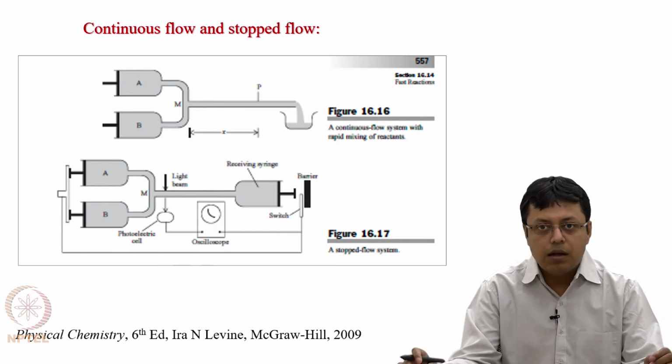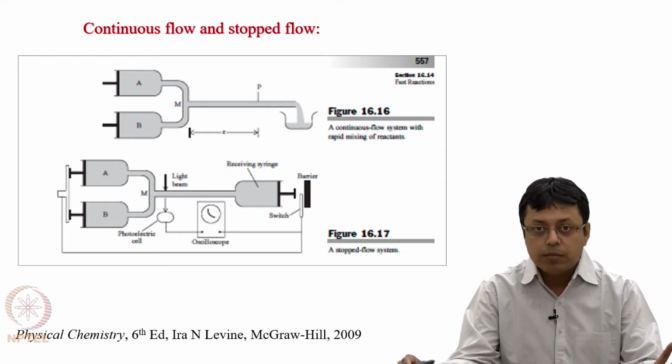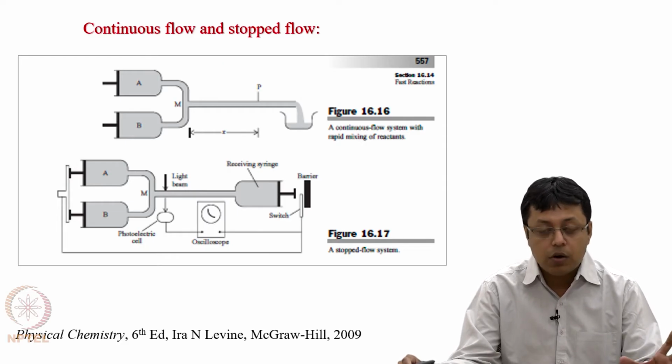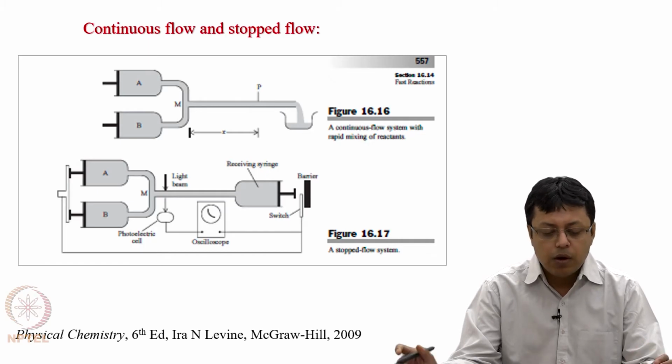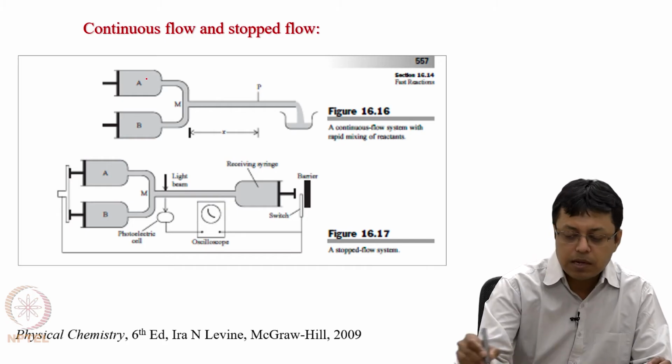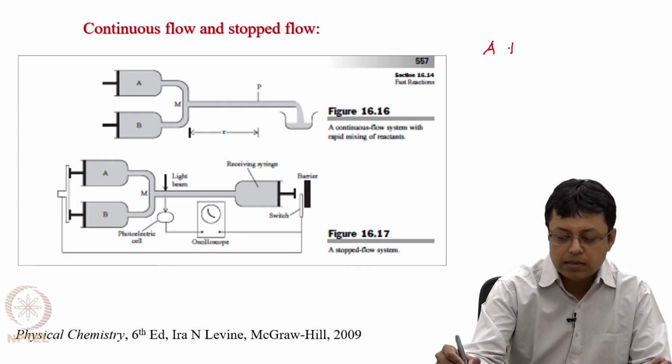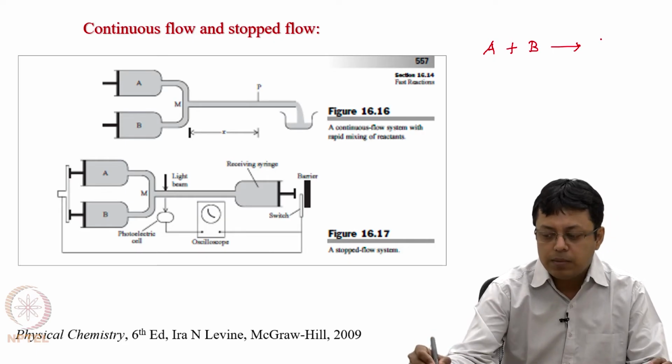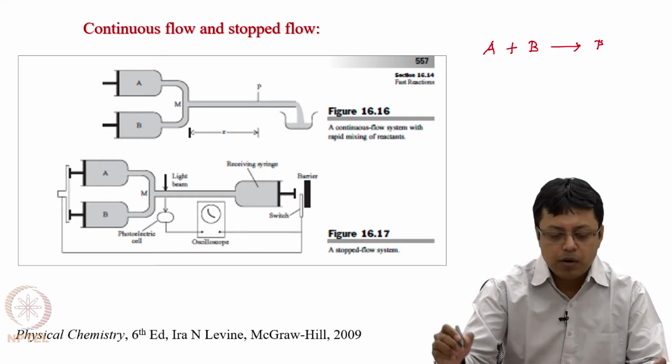So for this, there are two methods which have been developed. These are usually called flow methods. We have two varieties of the flow method: one is known as the continuous flow method, and the other is known as the stopped flow method. Now what is done in a continuous flow method? Suppose I am doing a reaction where the reactants are A and B, and I want to mix them and some product is being formed, let's say product P.